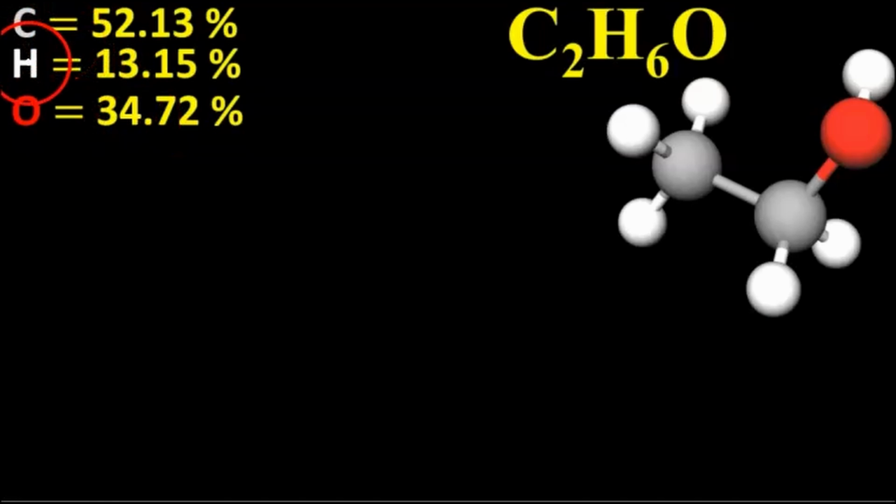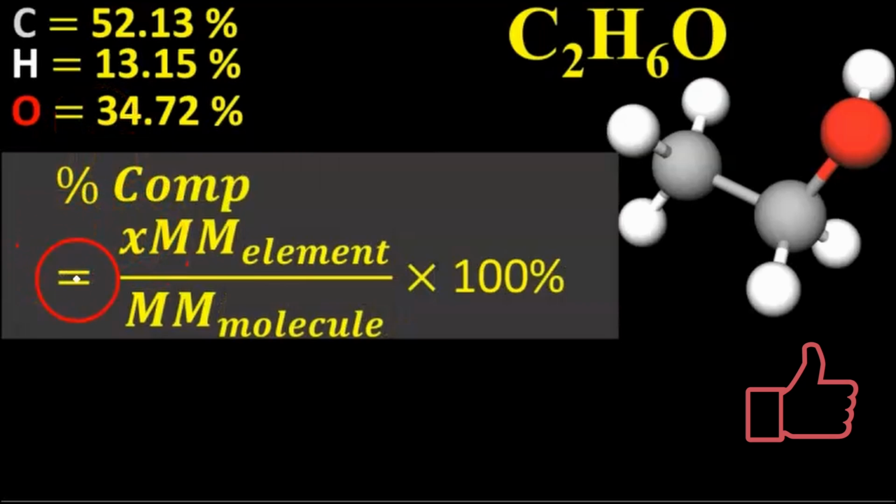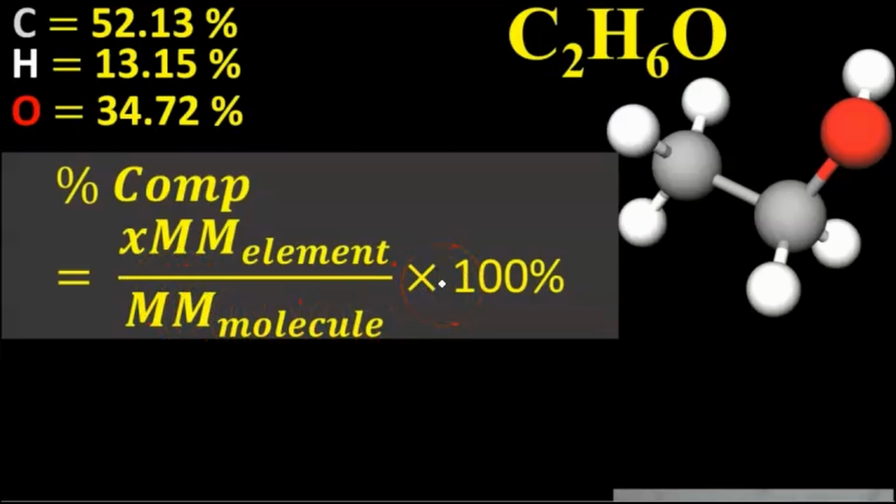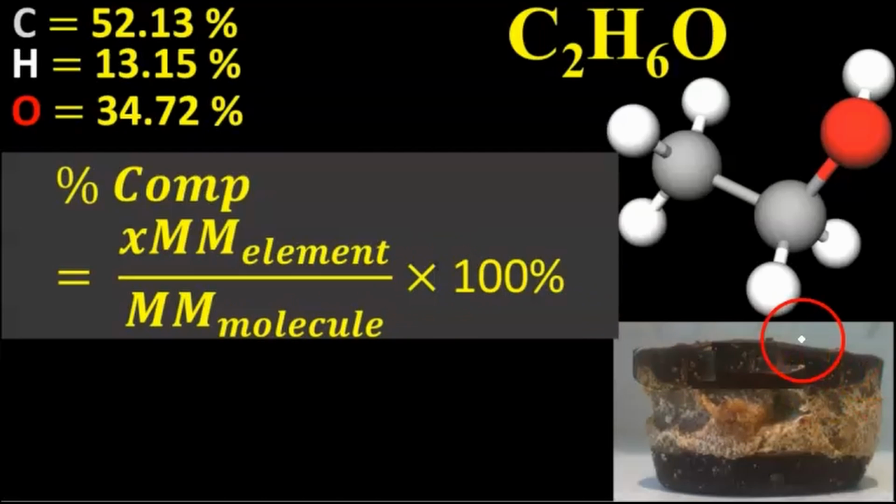Since these are all the elements in the molecule, 100% of the composition is made up of carbon, hydrogen, and oxygen. So if we add up the total percent composition, we should get 100%, and we do. Great, so this is our equation for percent composition. Percent comp equals the number of elements in the molecule times the molar mass of the element divided by the molar mass of the molecule times 100%. And we calculate it the same way we did with our delicious peanut butter bars.